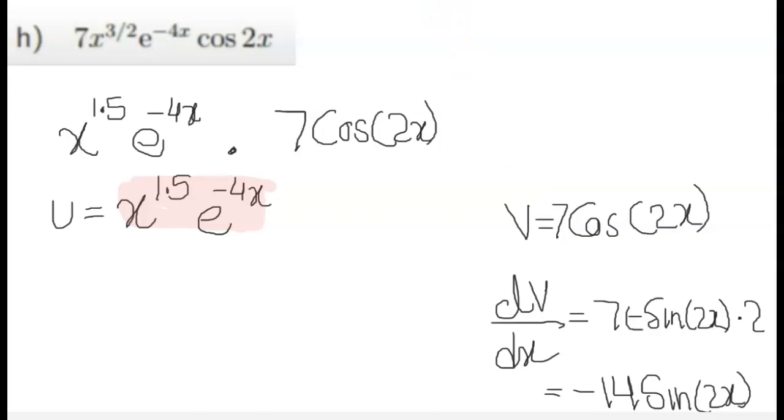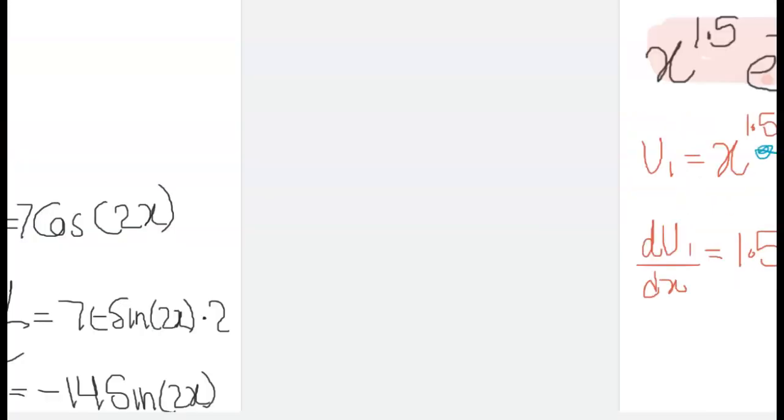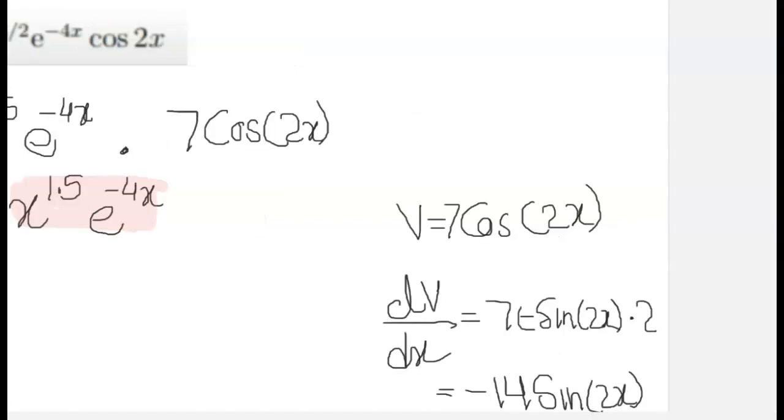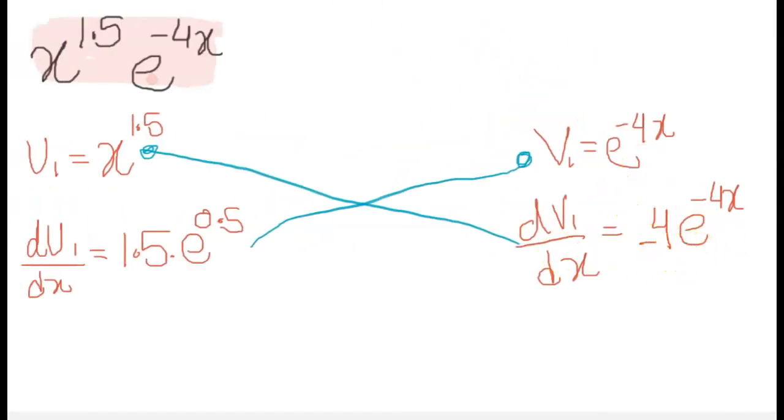Now I need to go back to the basic. This was a second product rule. The first product rule was, I need to change color, uv equals u dv over dx plus v du over dx. What was u? The real u was this one. So I'm just going to copy paste that thing: x to the 1.5 e to the minus 4x. And the differential dv over dx, which I will get from here: minus 4 e to the minus 4x.